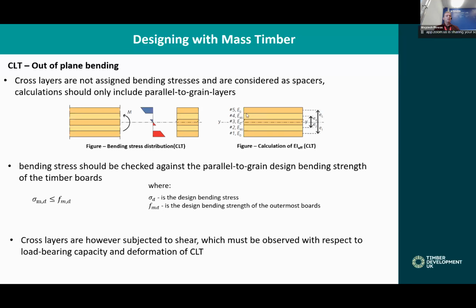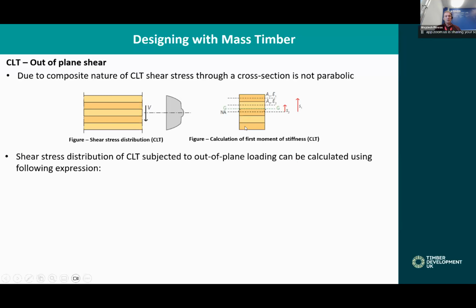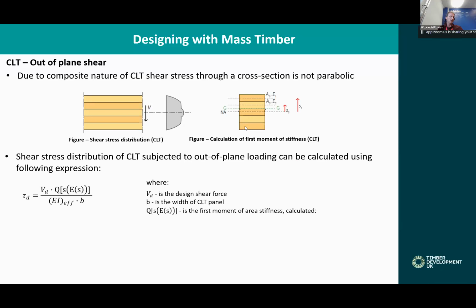However, I might have neglected the cross layers a little bit, but they also have a very important function with the CLT. What I mean is they carry shear stresses. And because of the composite nature of CLT, shear stresses through the section are not parabolic as you would expect for a normal rectangular section. They have a shape more like you see here. The shear stress distribution of CLT subjected to out-of-plane bending can be calculated using this equation.